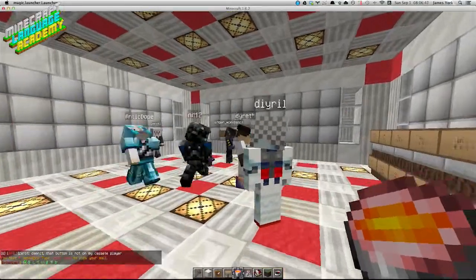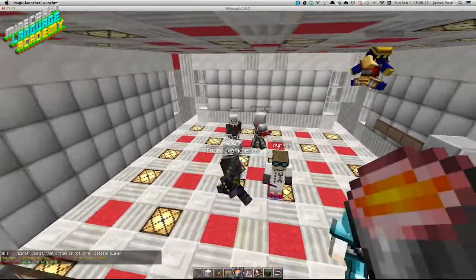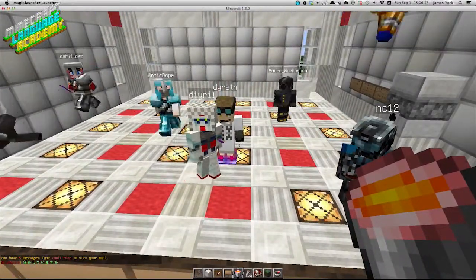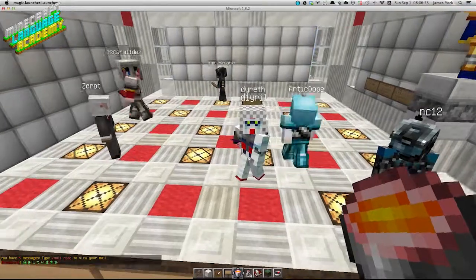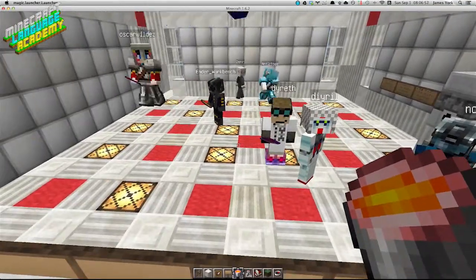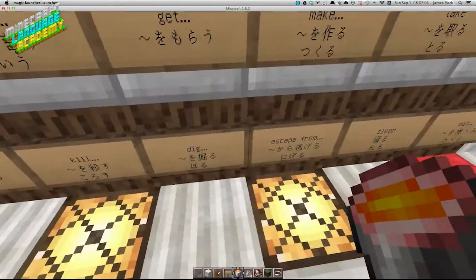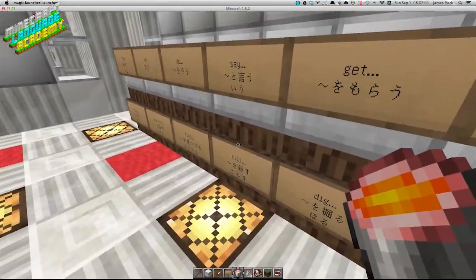I will use this command here. It says "Nani o shiteimasu ka?" and it means "What are you doing?" At that point, I want you to get on TeamSpeak, open your verb book, and say, for example, if you're killing a zombie, "Zombie o korosu."